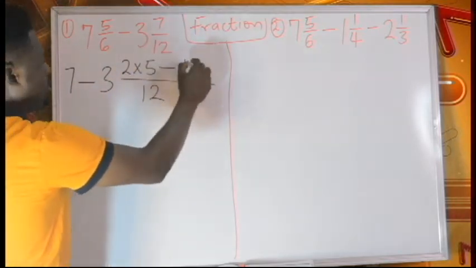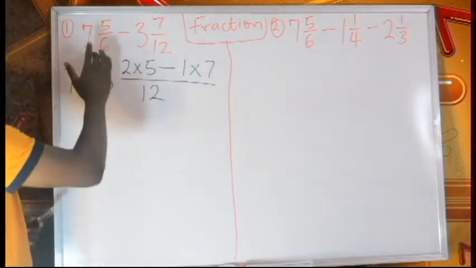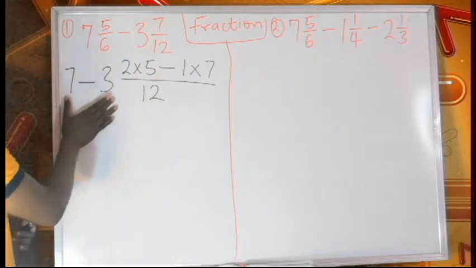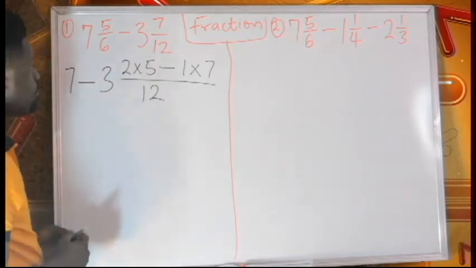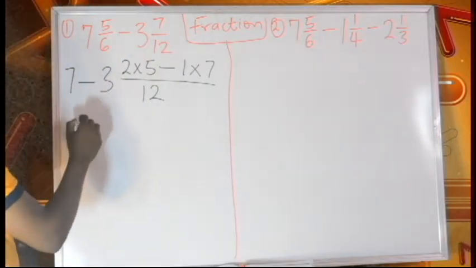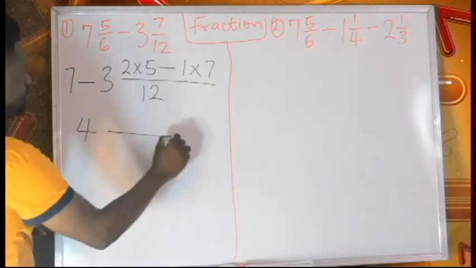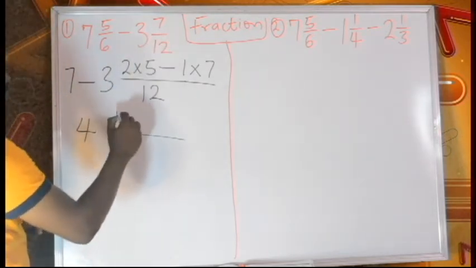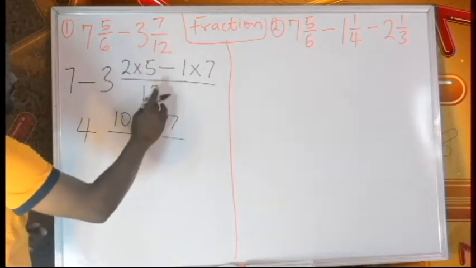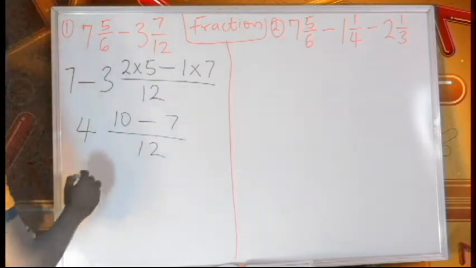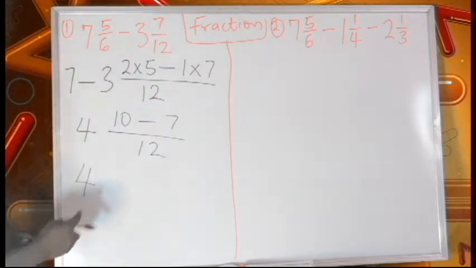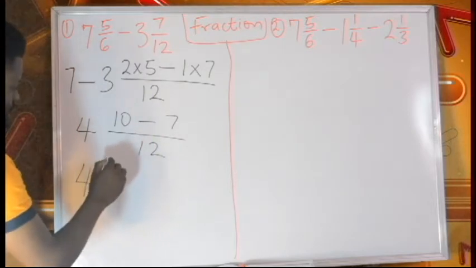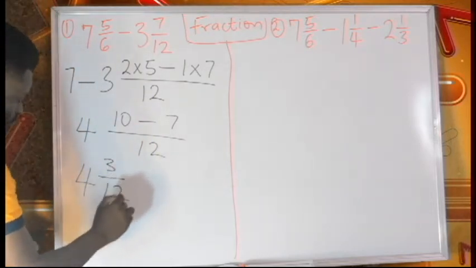1 times 7. The whole number has been treated here, 7 minus 3. So 7 minus 3 is 4. 2 times 5, 10, minus 7, divided by 12. This is your 4, your whole number. 10 minus 7 is 3 divided by 12.